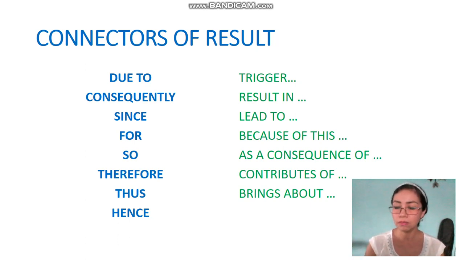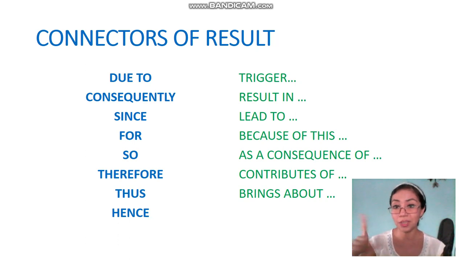Lead to, it's another verb, right? Something leads to something else. For example, eating good food, eating healthy food leads to a healthy lifestyle or a healthy body. Because of this, well, pretty self-explanatory, as a consequence of, something happens as a consequence of another one, something contributes of something.